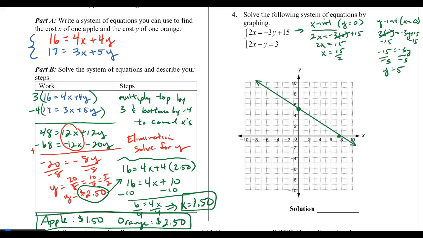Then the bottom equation, I'm going to solve for y. So I'm going to subtract 2x. So negative y is equal to negative 2x plus 3, divided by negative 1. So I'm left with y equals 2x minus 3. That means I have a y-intercept of negative 3, and I have a slope of 2. And it looks like they're going to intersect right there. Let's go ahead and finish drawing that line.